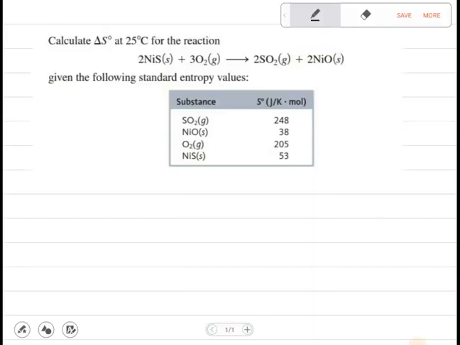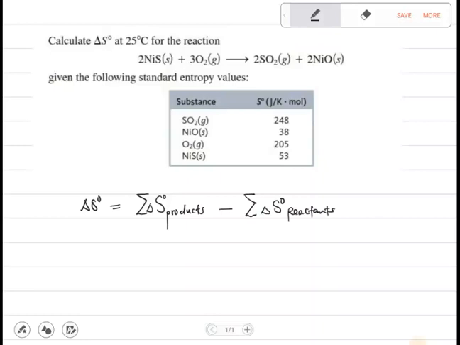So, given the following standard entropy values, each reactant and each product has its own entropy value. So, how do we find the entropy? To find the change in entropy, it will be equal to the summation of entropies for the products, minus the summation of entropies for the reactants. That's all.